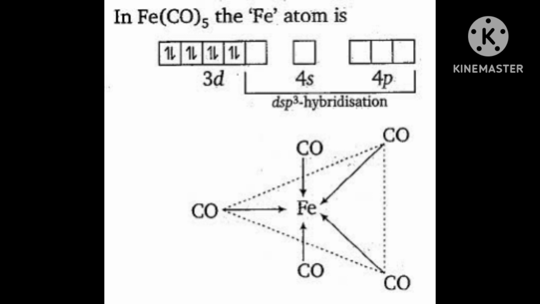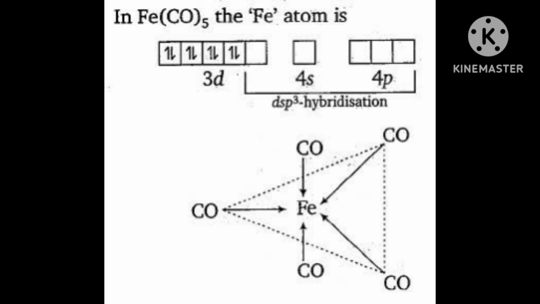Then K4, the equilibrium constant, is equal to the molar concentration of ML4 divided by the molar concentration of ML3 into the molar concentration of L. Correct? Here K1, K2, K3, K4 are referred to as stepwise stability constants.